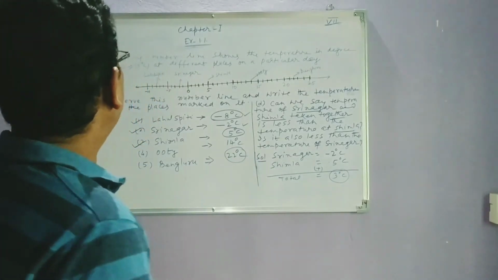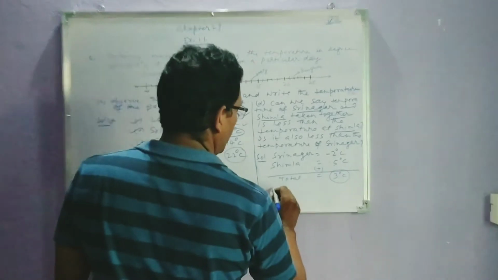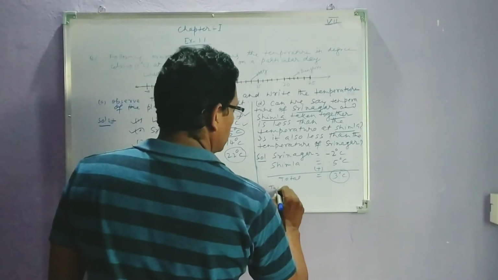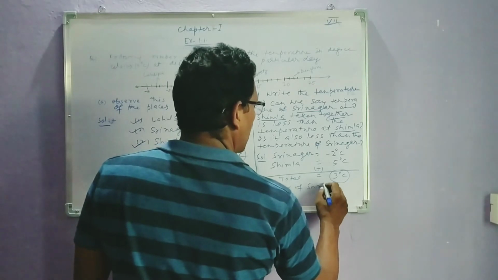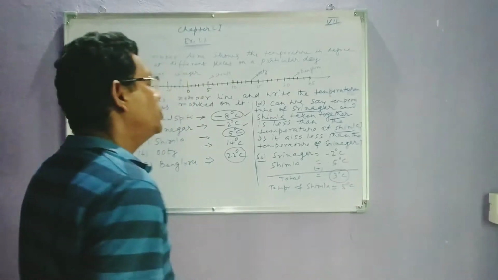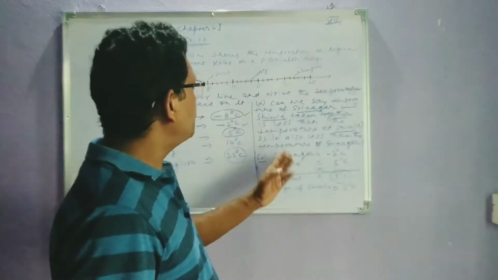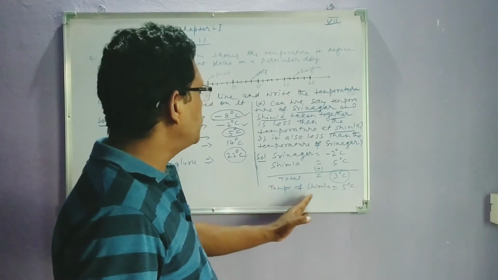But the temperature of Shimla is 5 degrees Celsius. So the temperature of Srinagar and Shimla taken together is less than the temperature of Shimla.